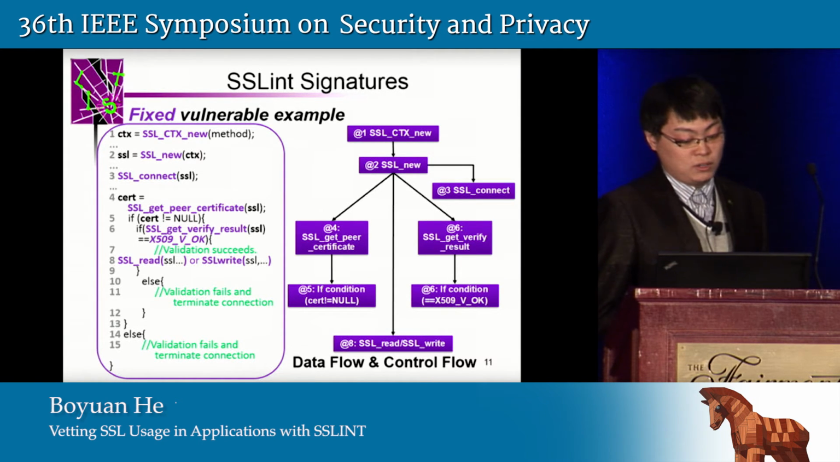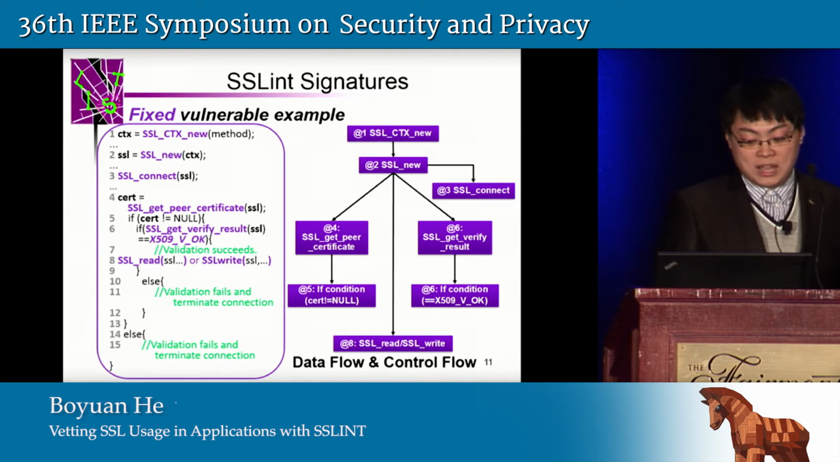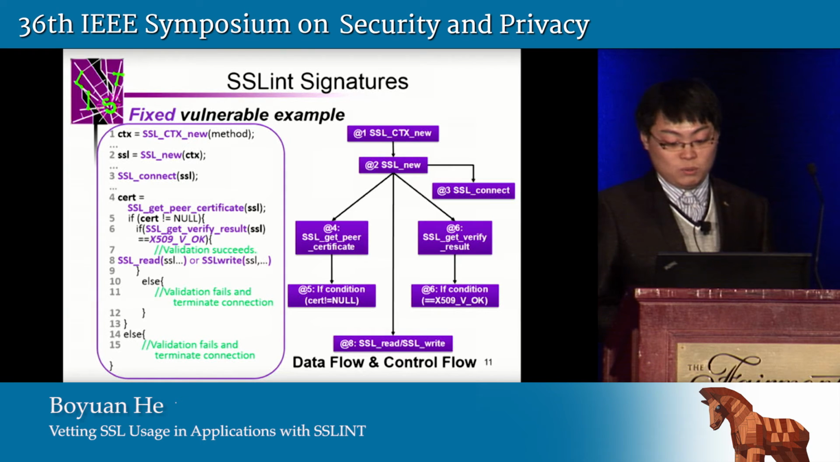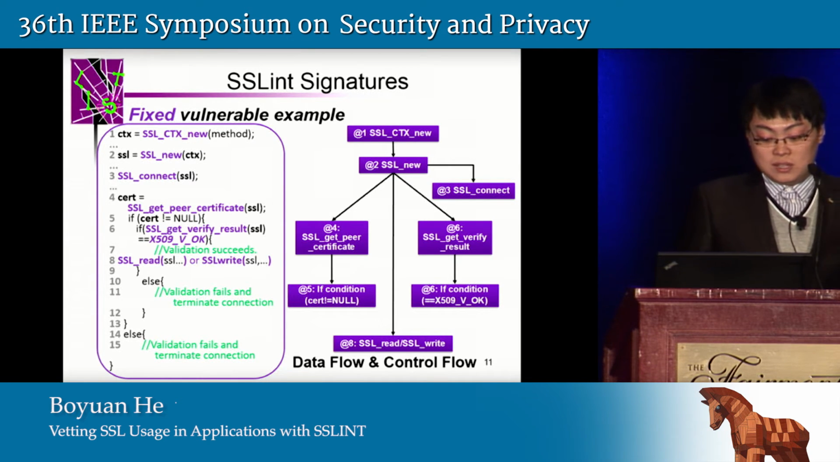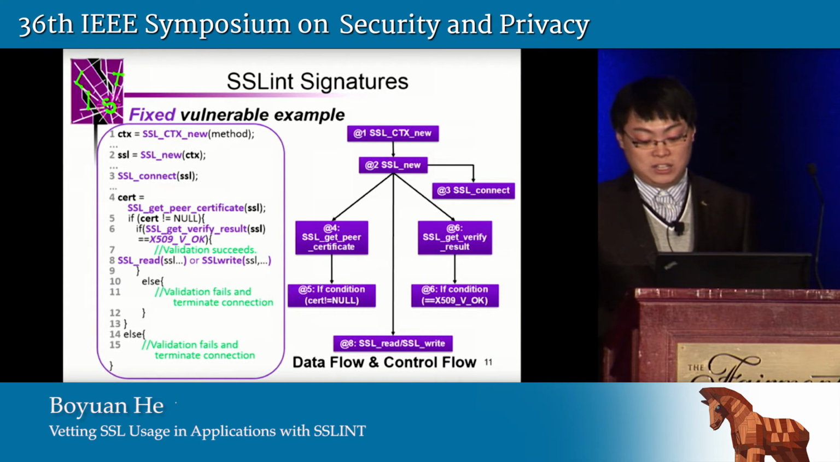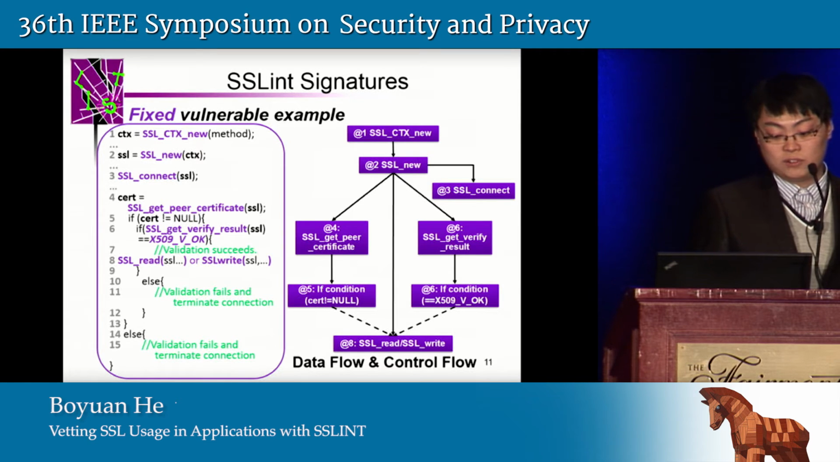In addition to this data flow, the control flows related to the SSL API usage also need to be modeled in the signature. For example, SSL_read and SSL_write, at line 8 on the left, are the two main APIs used by developers to send and receive data over an SSL channel. So these two APIs should be called only after successful certificate validation. As a result, in this example, we also need to track the control flow from the two if conditions to SSL_read and SSL_write, as you can see from the dotted arrow in this flow graph.